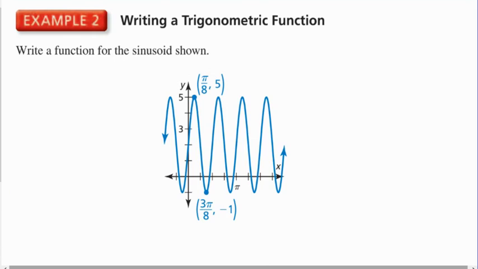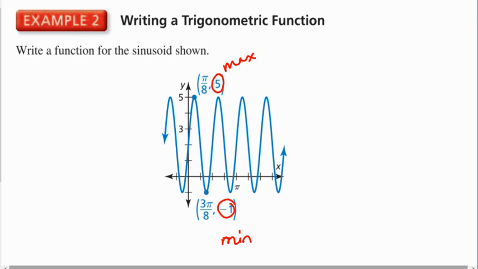Okay, let's look at this example. For this example, we are provided with the graph. We want to write a trigonometric function for this sinusoid shown. Okay, so the first thing that I like to look at is where's the top, where's the bottom. I see that this has a maximum of 5 and a minimum of -1.